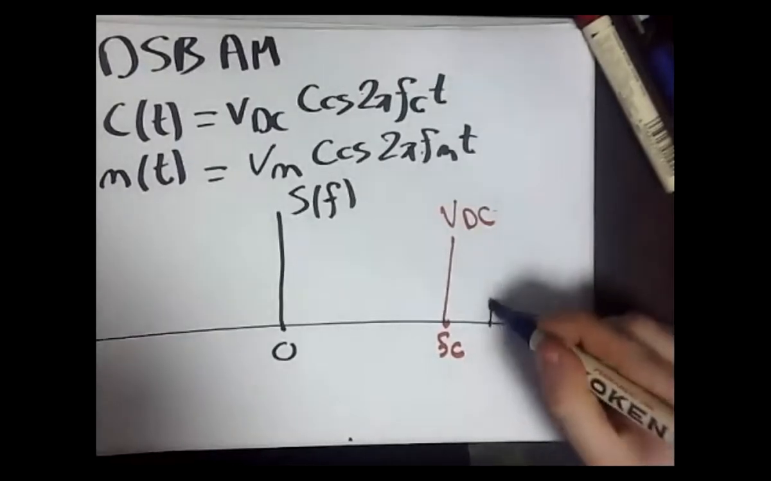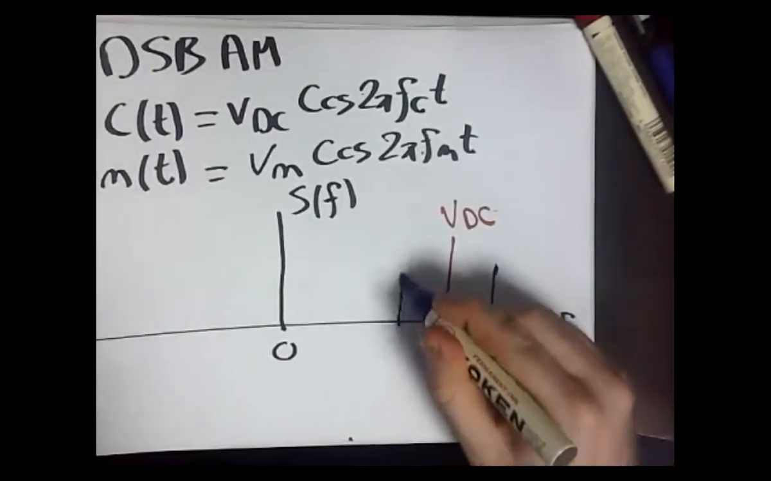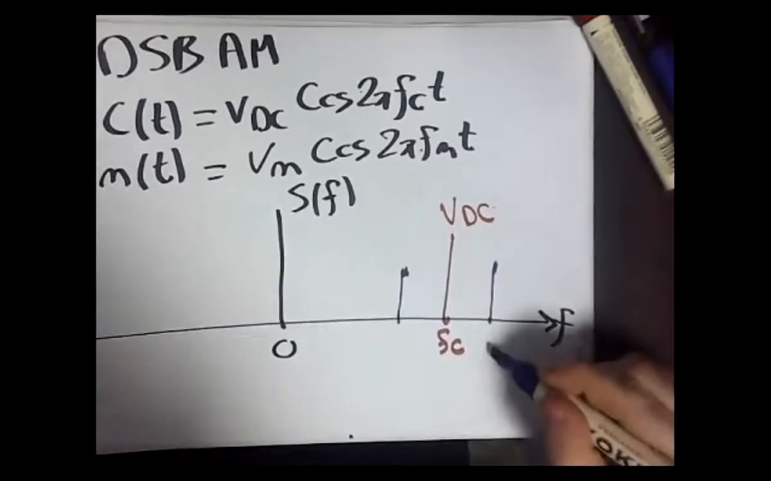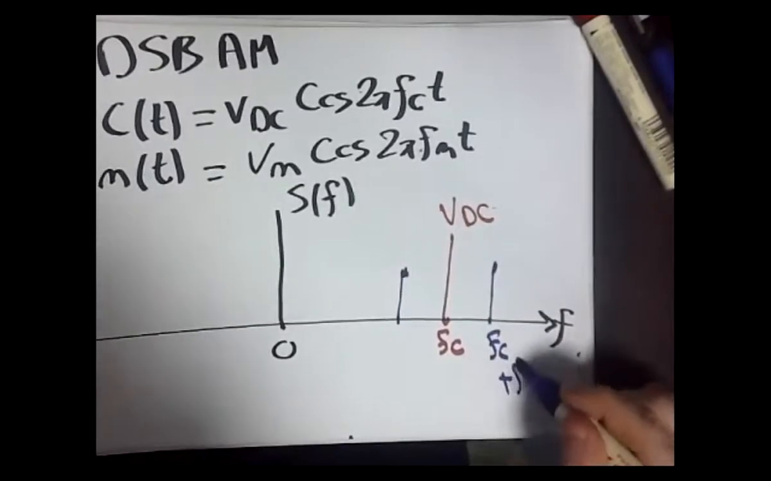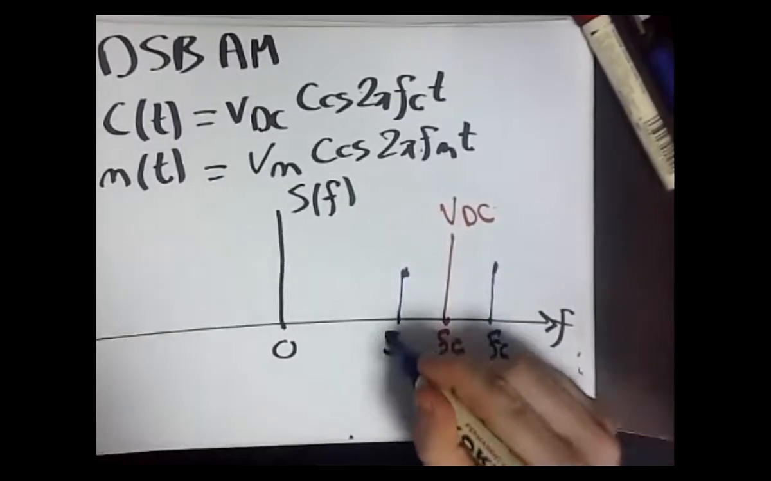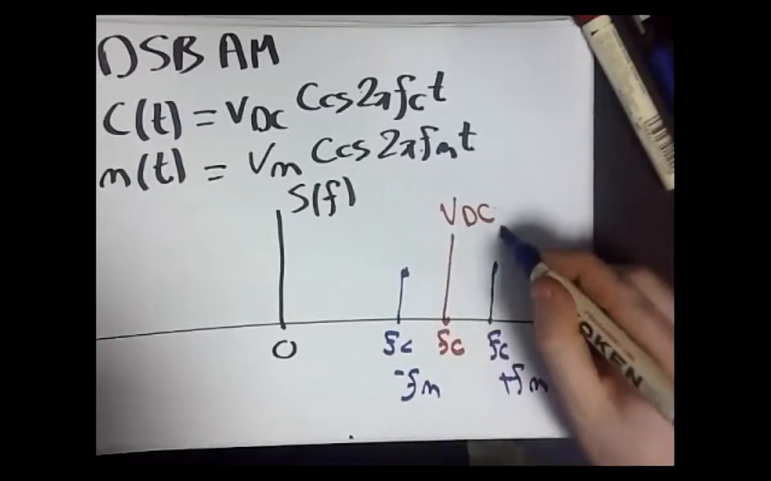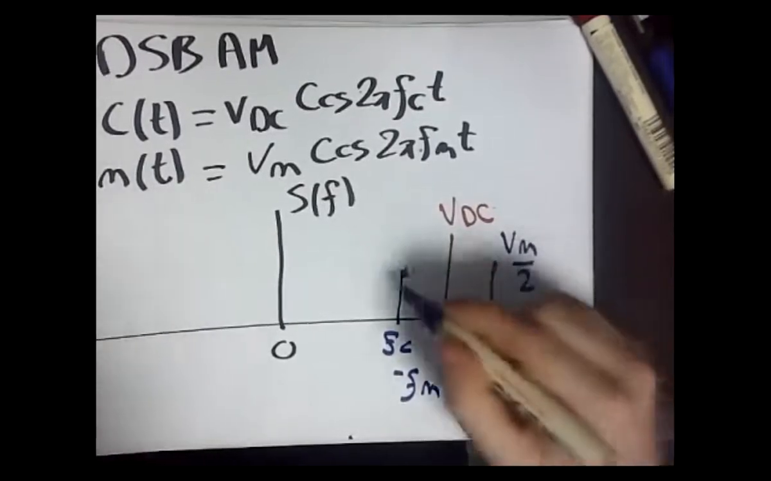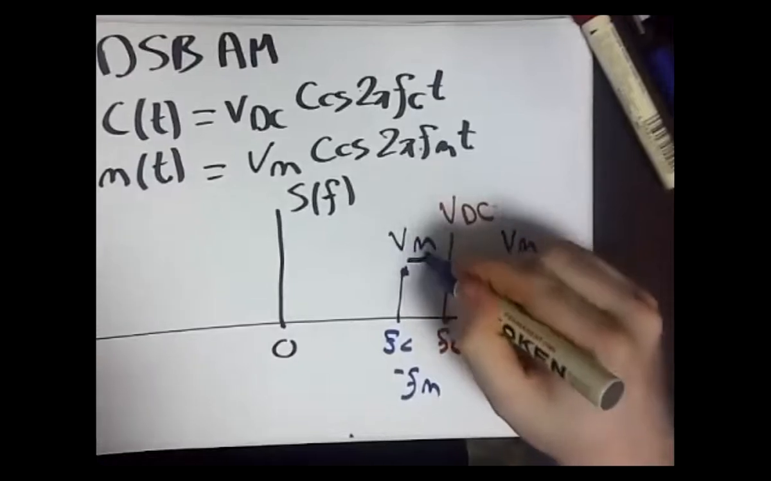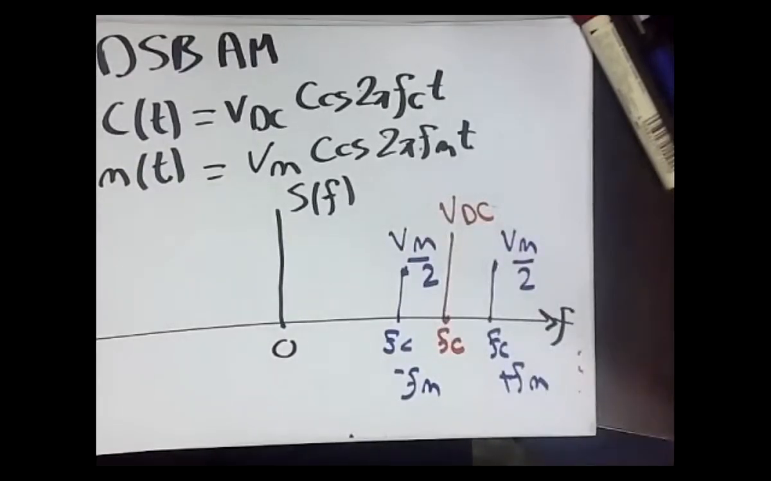So we have here two signals. This frequency is FC plus FM, and this frequency is FC minus FM. The amplitude here is Vm over 2, and the amplitude there is Vm over 2. That's right. So this is the output AM signal. I believe all of you know the signal.